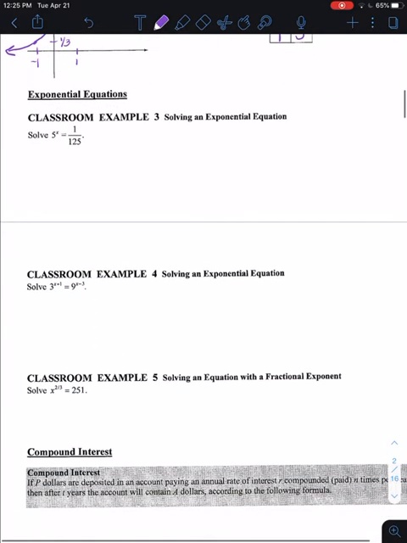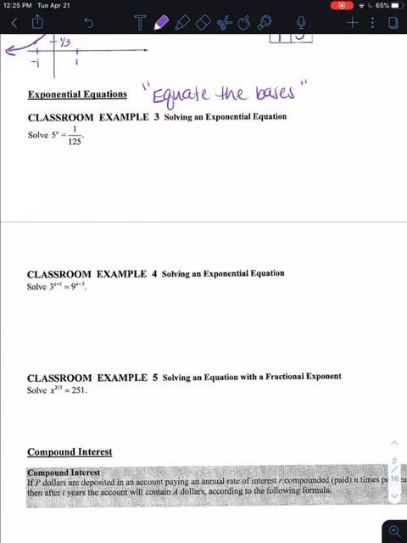All right, next we'll look at solving some exponential equations. I'm going to use a method called Equate the Bases. So, equate the bases. You're trying to solve this equation. Whenever you're solving an equation, you're trying to get x by itself.